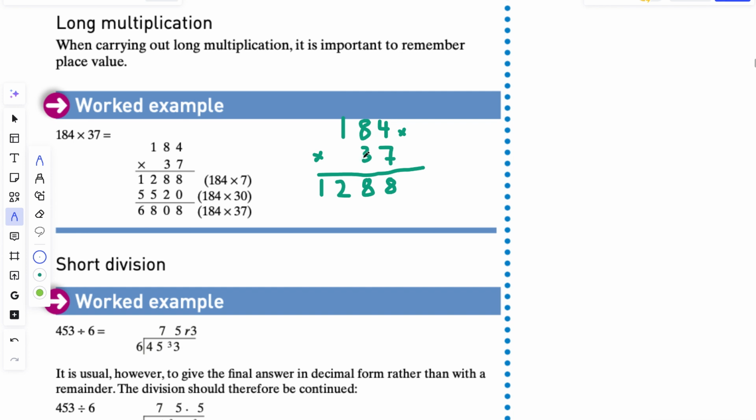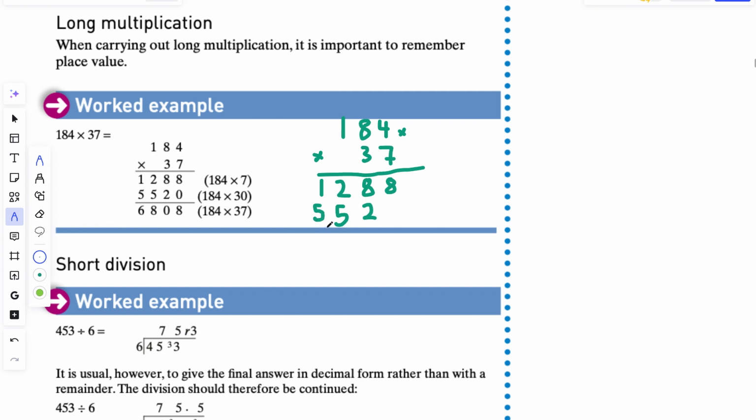Now we want to use 3 to multiply 184. So you say 3 times 4. Since you are using 3, we're going to start writing the answer below 3. So you say 3 times 4, 12. I write 2 here. I carry 1. So 3 times 8 is 24. Plus 1, you get 25. So I write 5 here, I carry 2. 3 times 1, 3. Plus 2, you get 5. So we are done with using 3.